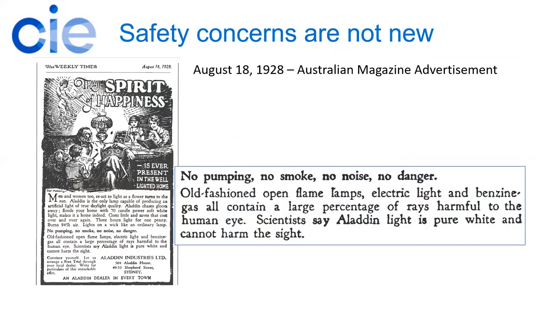But there have always been concerns, and there was a bit of a battle with the introduction of electric light. This is an advert from an Australian magazine from 1928, trying to push a particular type of lamp. You can see there, it talks about electric light and the risks from electric light and the rays that they emit. So this isn't something new, but we need to put it in perspective with these oil-based and petrol-based, gasoline-based lamps. They do have adverse health effects associated with them.